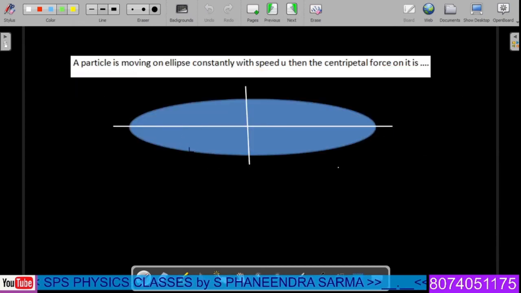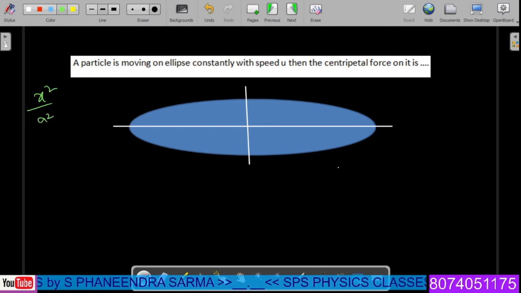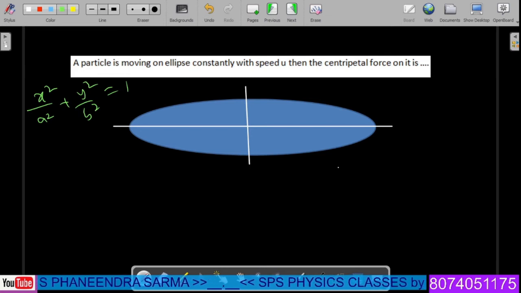Now let us consider another question. A particle is moving on an ellipse constantly with uniform speed u. They are asking for the centripetal force on the ellipse. How do we find the centripetal force in this case? Looking carefully, the equation of motion of the object is given according to the ellipse shape. So whenever there is an ellipse, you have to take the standard equation x square by a square plus y square by b square is equal to 1. We already know this equation.